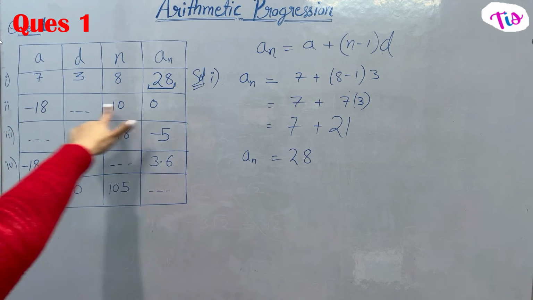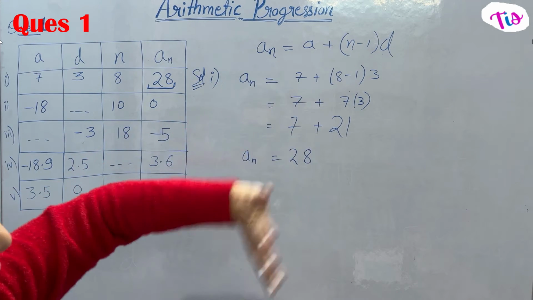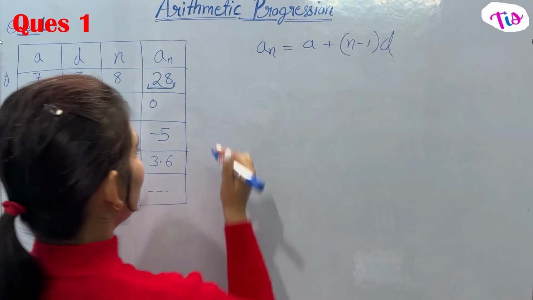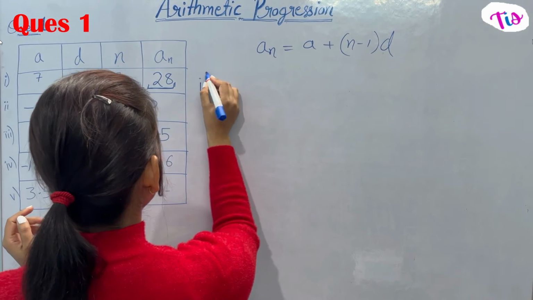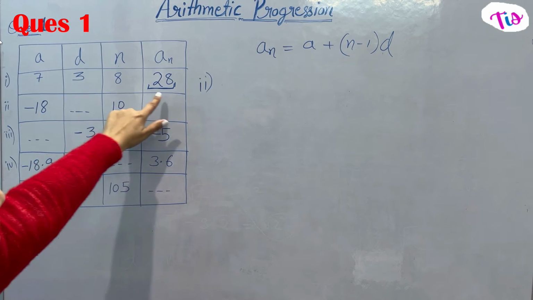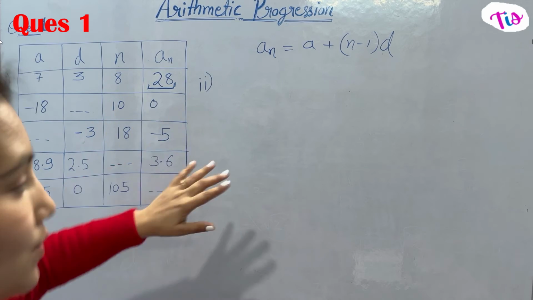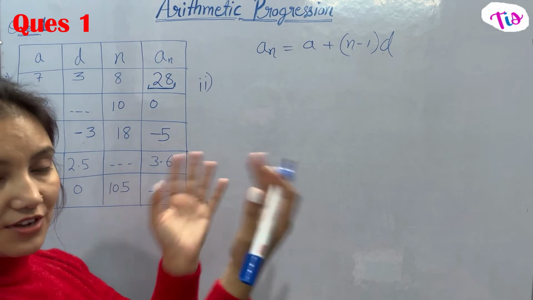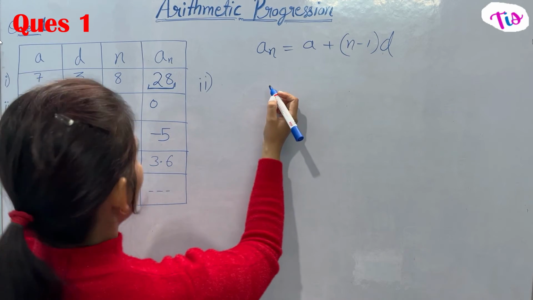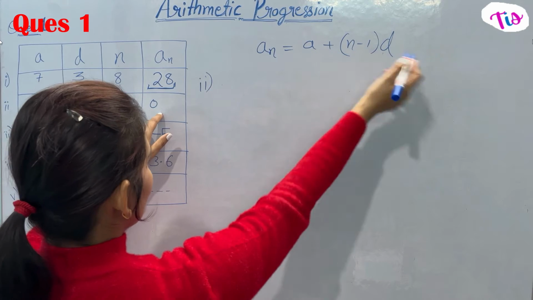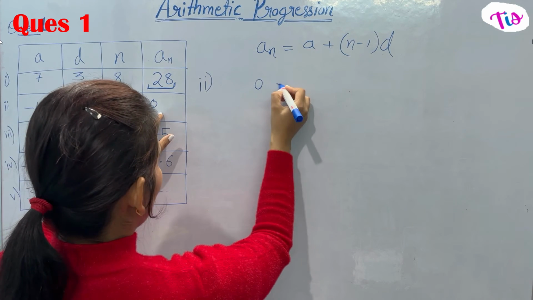Second part is this. Let's now solve the second part of this question. Here a is given, n is given, and an is given, and you need to find out d, the common difference. So let's substitute the values again. What is a here? a is minus 18. an is 0.